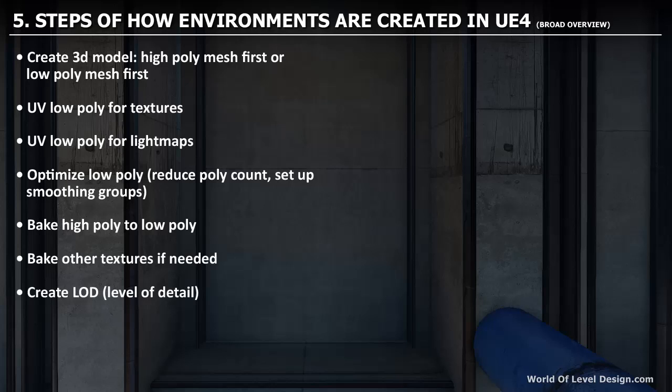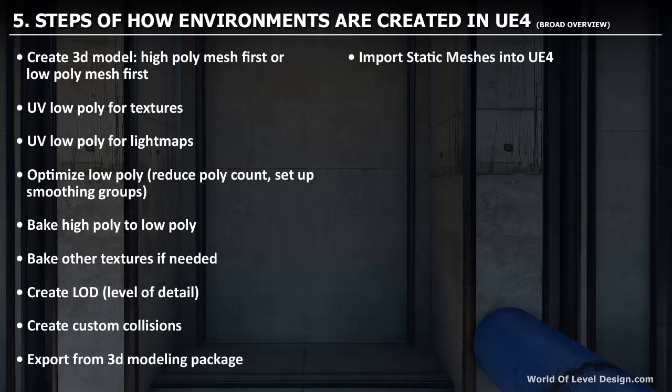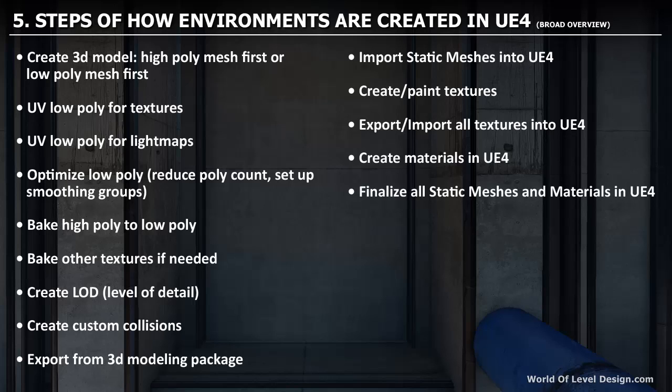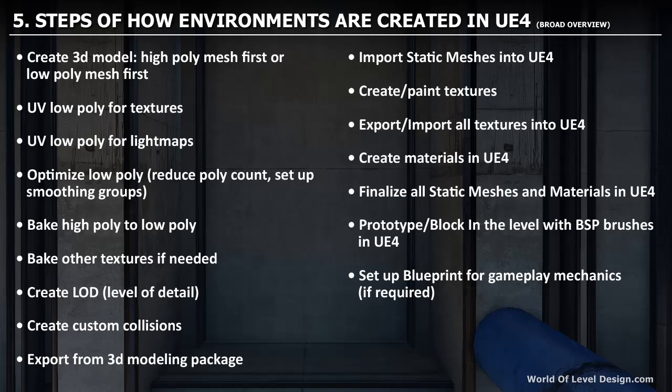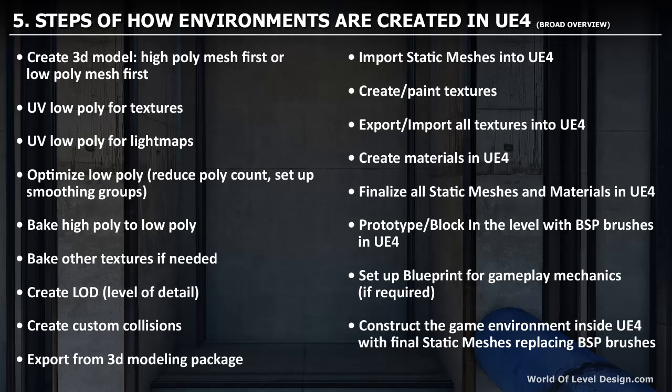You would then create a level of detail, custom collisions, export that 3D model, and import it into Unreal Engine 4. You would then create or paint textures, export all of the textures, and import them into Unreal Engine, then create materials, finalize all static meshes and materials. You would then prototype and blockout the level with BSP brushes, set up blueprint for gameplay mechanics if you have any, and construct the game environment inside the Unreal Engine with final static meshes, replacing all of the BSP brushes.